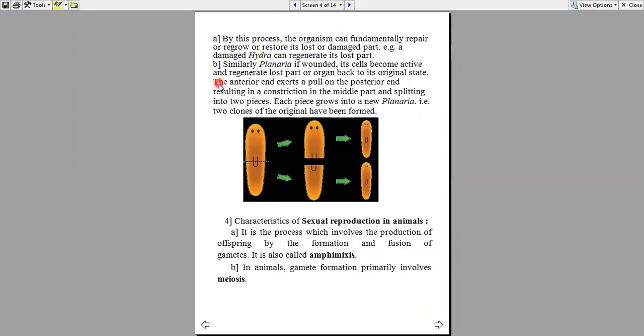So we highlight over here: the anterior end exerts a pull on the posterior end, resulting in a constriction in the middle part and splitting into two pieces. Each piece grows into a new planaria. That is, two clones of the original have been formed. Now I think the concept of clones is cleared over here. So these are the three different ways of asexual reproduction which take place in animals.